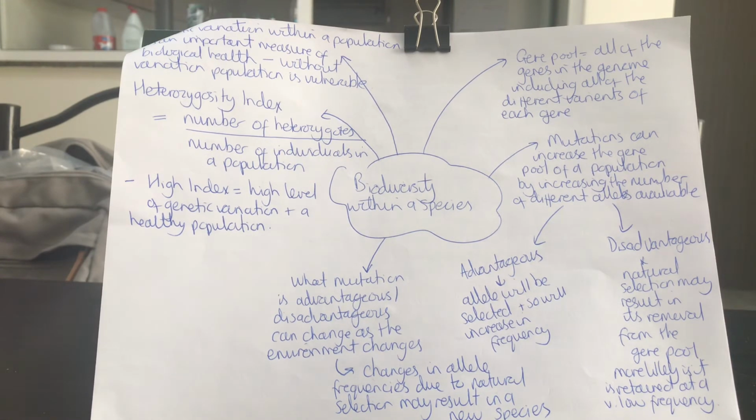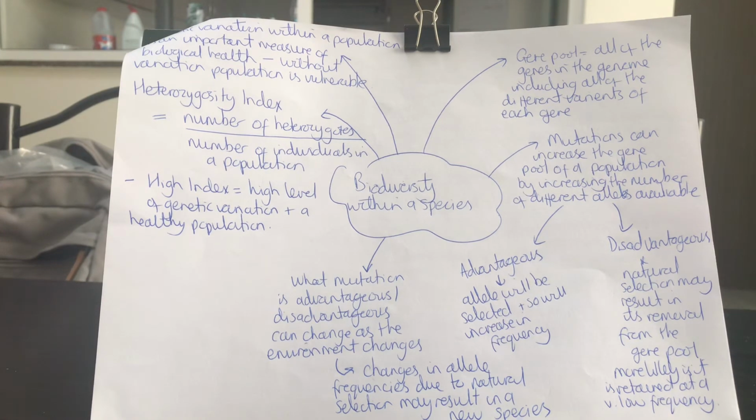And mutations can increase the gene pool of a population by increasing the number of different alleles available. So if you imagine you've got a mutation, whereas before there were only 2 alleles, white fur or black fur, say, there could be a mutation that suddenly crops up, I don't know, grey fur, okay? So as you can see, you've increased the number of alleles available, so therefore you've increased the gene pool.